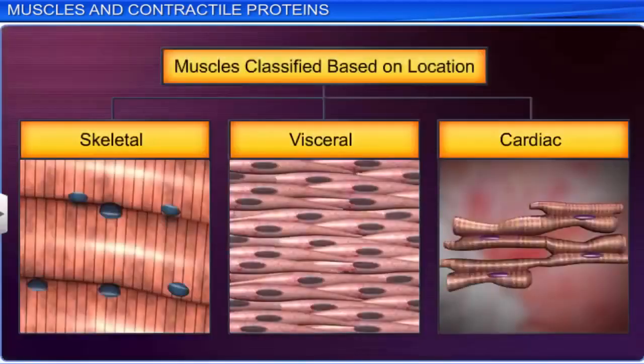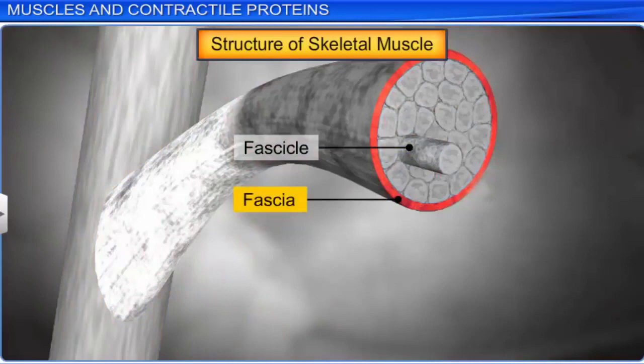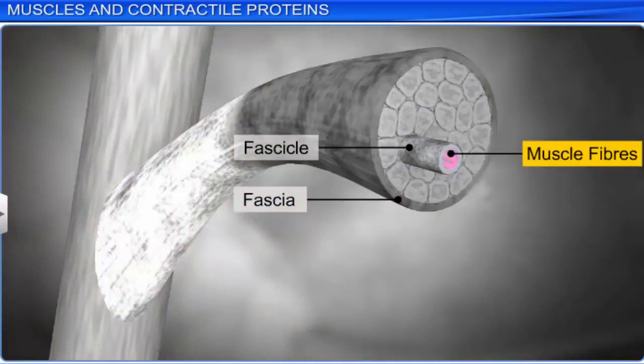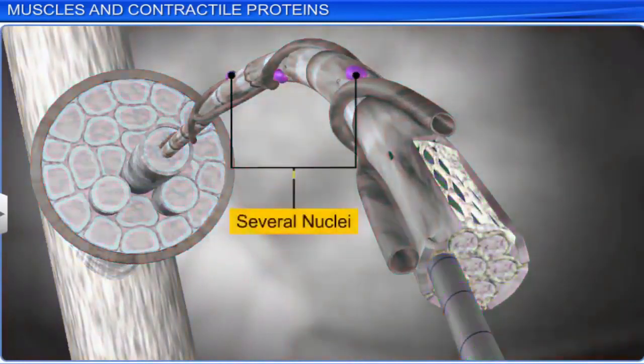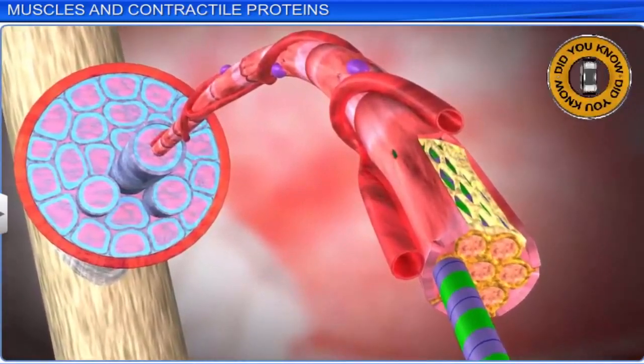All these three types of muscles have a complex structure. Let's take a look at the structure of a skeletal muscle. Each skeletal muscle consists of many muscle bundles called fascicles that are held together by a collagenous connective tissue layer called fascia. Each muscle bundle consists of many muscle fibers, where each fiber exhibits a syncytium condition, which means the sarcoplasm contains several nuclei.